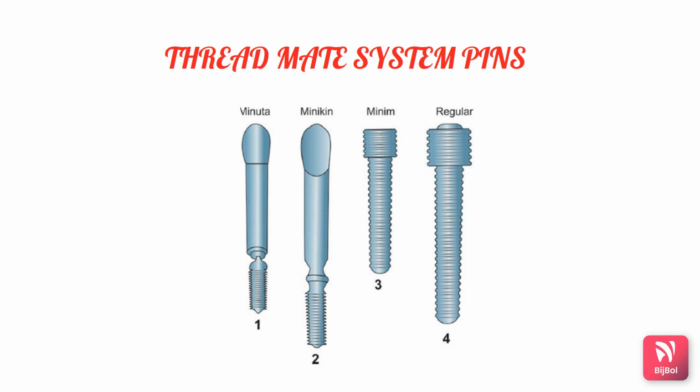In this, the pins are made up of either stainless steel or the titanium plated with the gold. They are available in 4 different sizes. That is the minuta, minikin, minim, and the regular size. As the size increases, the diameter of the pins also increases. In this, the minim, minikin, and the minuta are more commonly used because they cause less dentinal crazing.